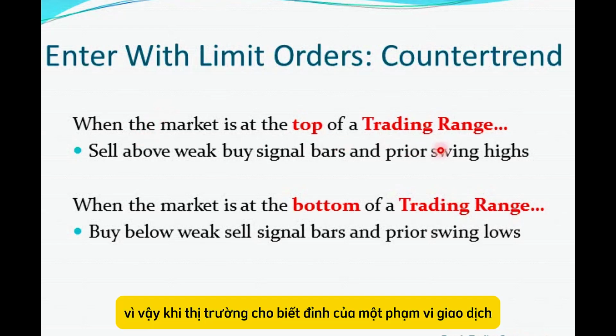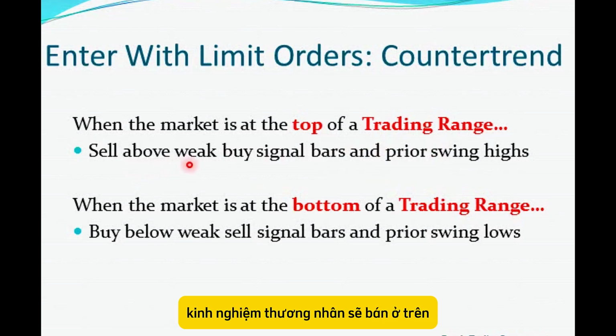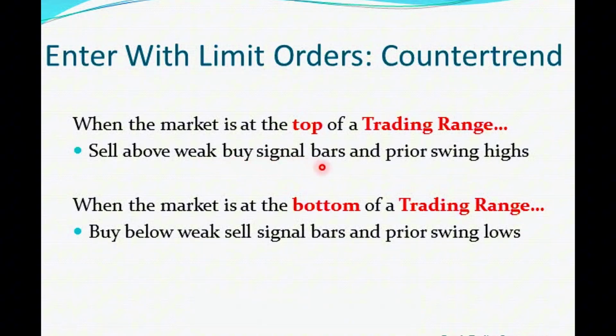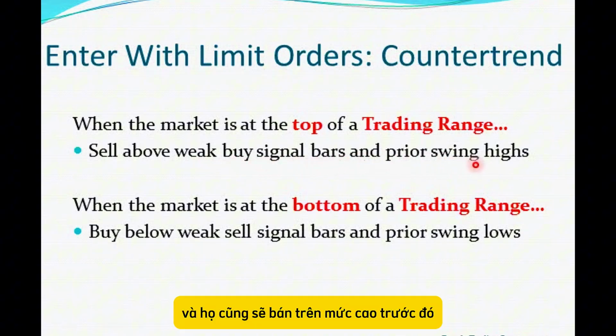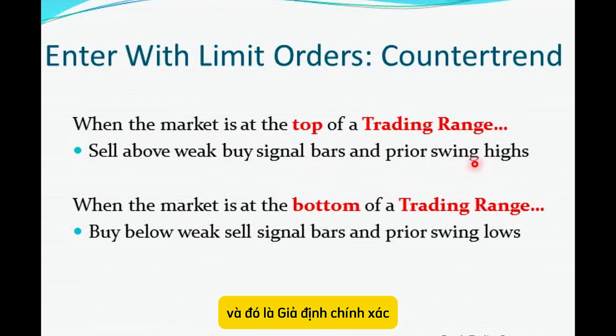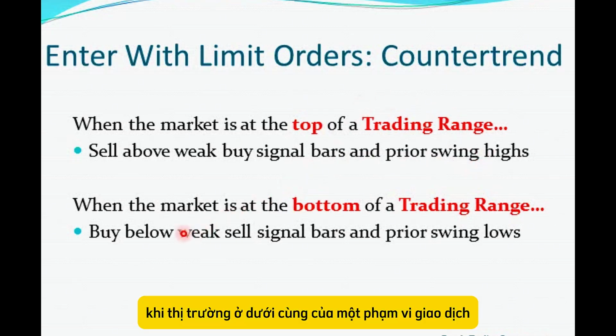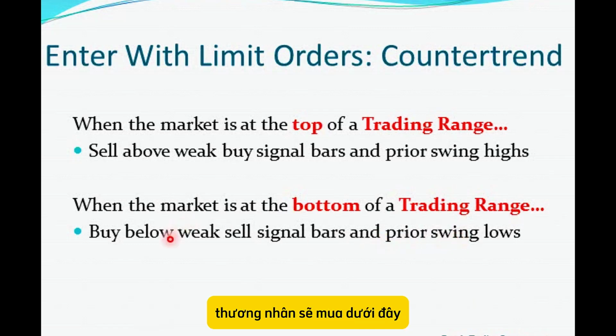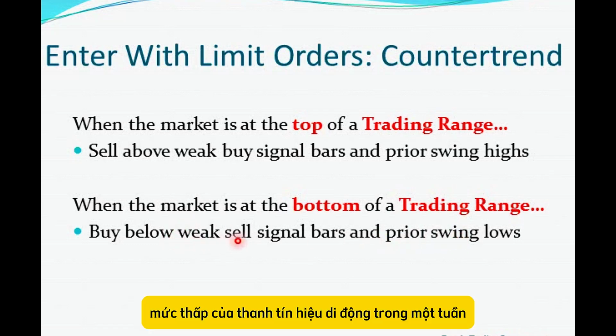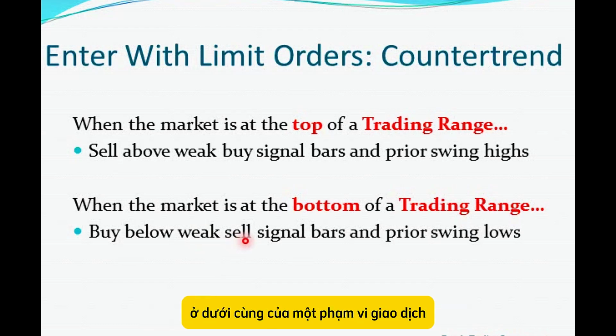So when the market's at the top of a trading range, experienced traders will sell above the high of a weak buy signal bar. And they'll also sell above prior highs, betting that breakouts will fail. And that's the correct assumption. When the market's at a bottom of a trading range, traders will buy below the low of a weak sell signal bar. If it's a weak sell signal at the bottom of a trading range, it probably will fail and the market will probably turn up. So experienced traders will buy below that bear signal bar, betting that the market will reverse.